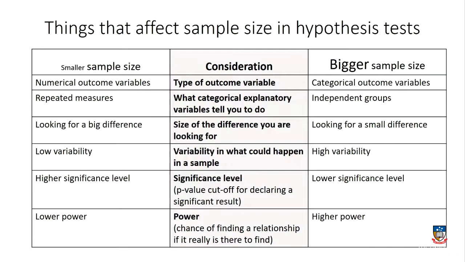The other consideration is power. You want to have a high chance of actually finding a relationship if it's really there to find. Those diagrams I drew where you accidentally chose the wrong sample to tell you the opposite information to what was really there, that's what power is about. And so if there really is a relationship there to find, but you accidentally choose a sample where the two groups are similar, that's a problem. And what you want to do is have a high chance of choosing a sample where they're not similar.